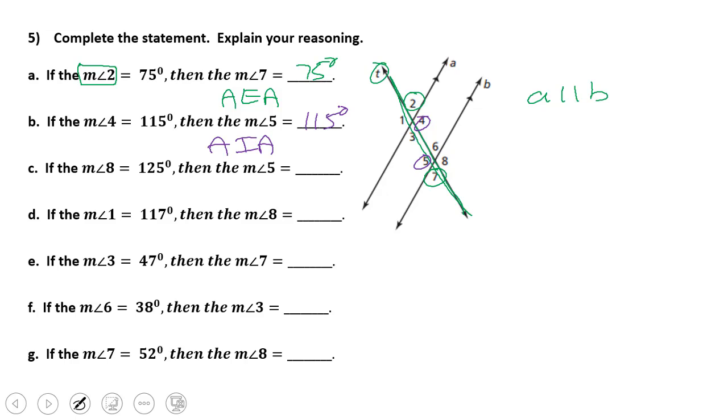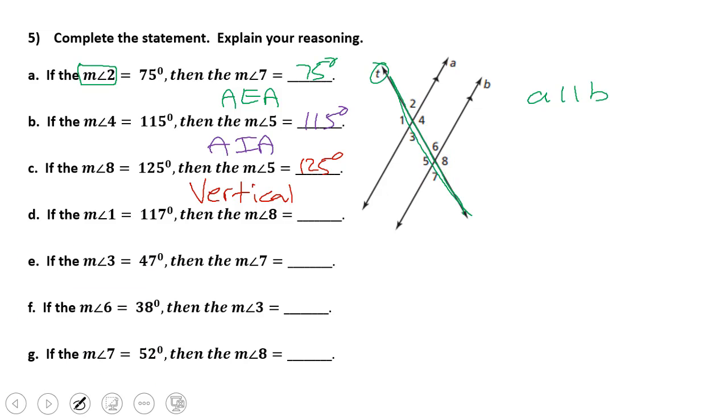Part C, if the measurement of angle 8 is 125, then what is the measurement of angle 5? Ooh, 8 and 5 are right here. Two angles, opposite angles formed by intersecting lines. Those are vertical. I know that vertical angles are congruent, so the measurement of angle 5 is 125 degrees. All right, got that down.